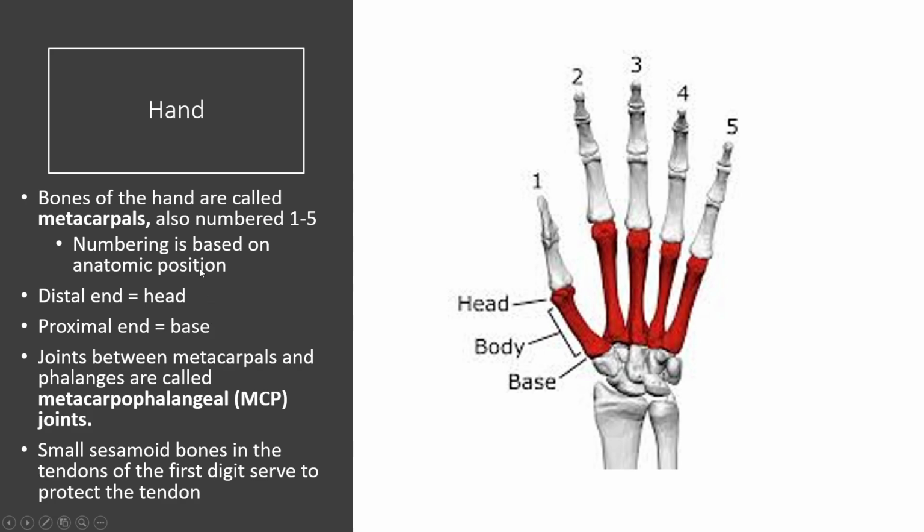We're going to have some names for the particular points on the bone as well. So the distal end out towards the phalanges is going to be the head of the metacarpal. And then we have the body, or the shaft, and the base. The base attaches to the carpals, or the wrist. We're going to have a joint between the metacarpals and the phalanges. That's going to be our metacarpophalangeal joint.